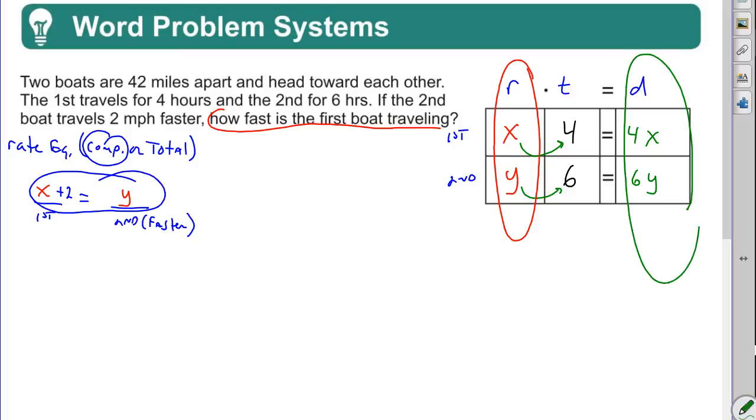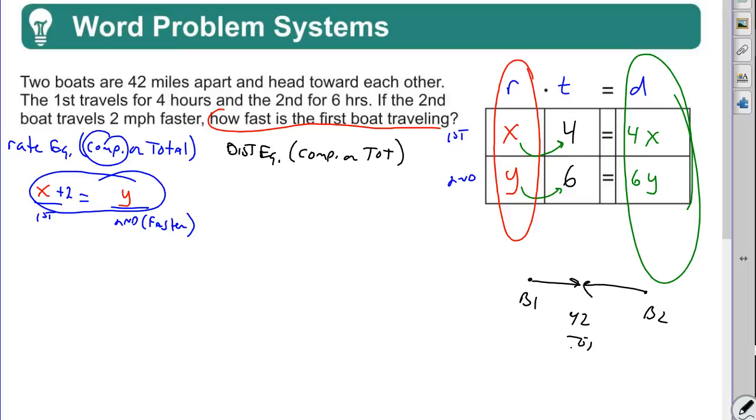The other variable column is the distance column, so I'm going to have a distance equation. Again, is it a comparison or is it a total? That's what I have to decide. From the problem, 2 boats are 42 miles apart. If you can't figure it out, draw a little picture. You got boat 1, you got boat 2, and they're heading towards each other. What is that 42 miles? That's a total. You add up the amount from boat 1 and the amount from boat 2.